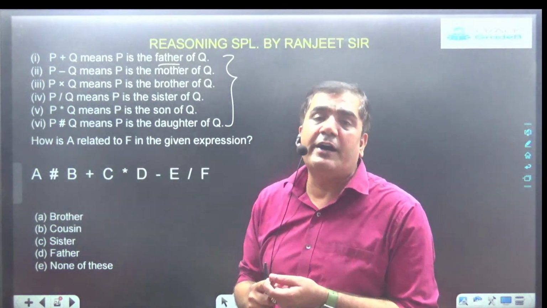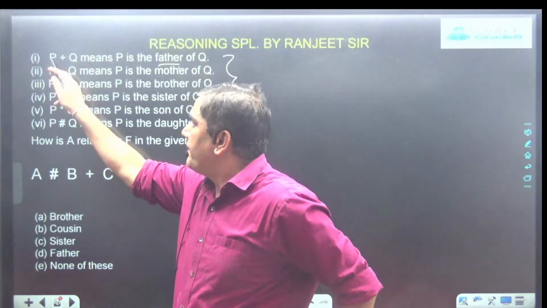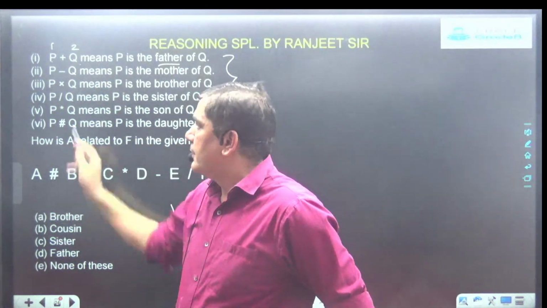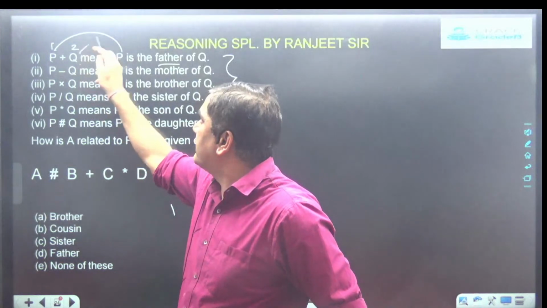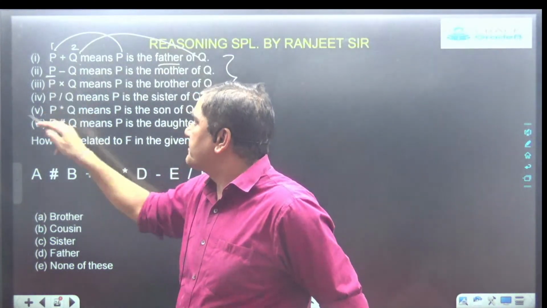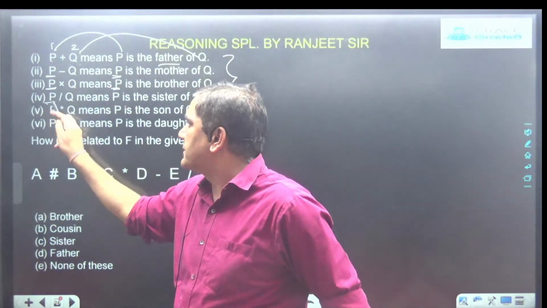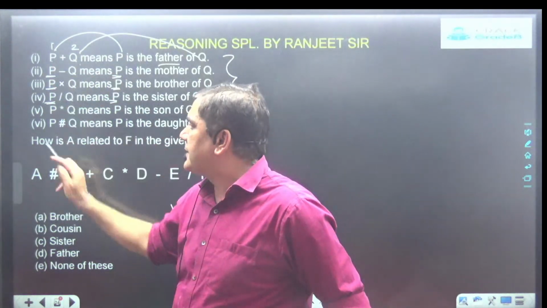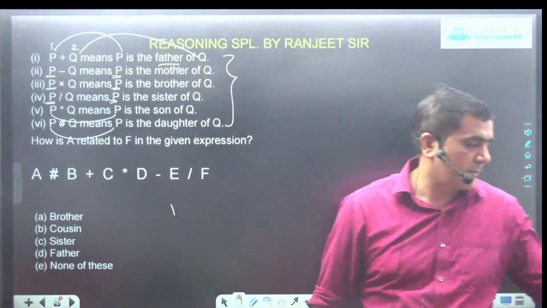at the first place. Means what? Here I will say, P plus Q means P comes first and then Q. P plus Q means P is the father of Q, means the first person comes at the first place and the last person comes at the last place. Here also, the first person comes at the first place, and so on. So in all the 6 directions, I can see the first person comes at the first place.